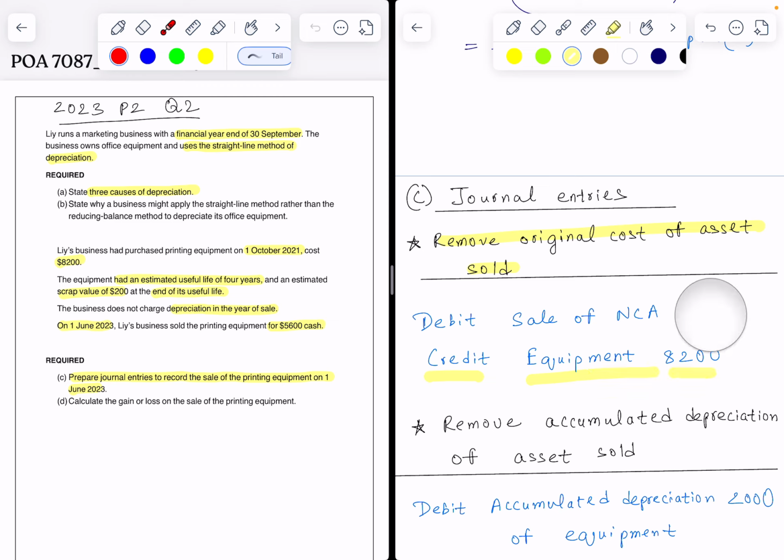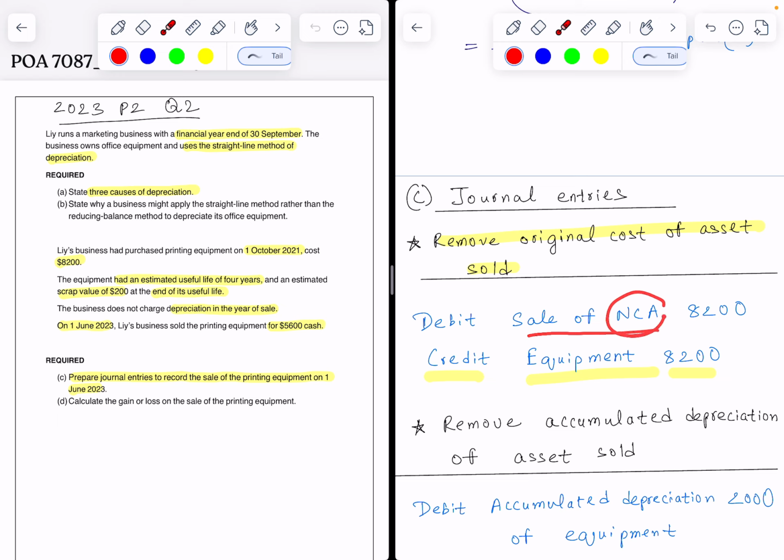So we are removing the original cost of the asset from the total non-current assets that we will be reporting in the financial statements. And the reason we did this is because we have sold this. That's why the corresponding debit entry is to debit the sale of non-current asset account.